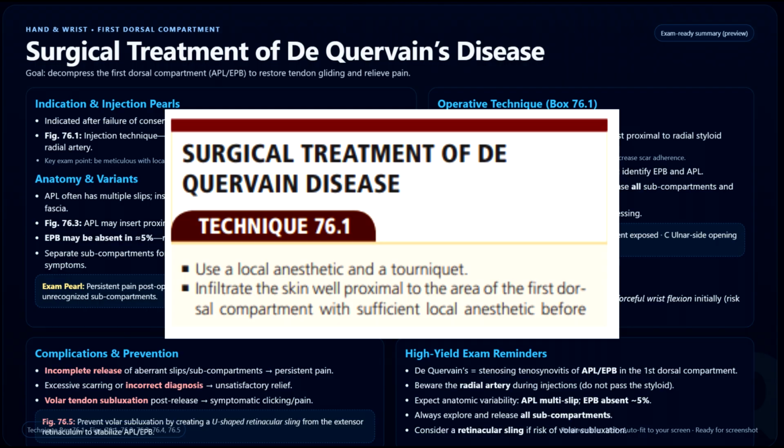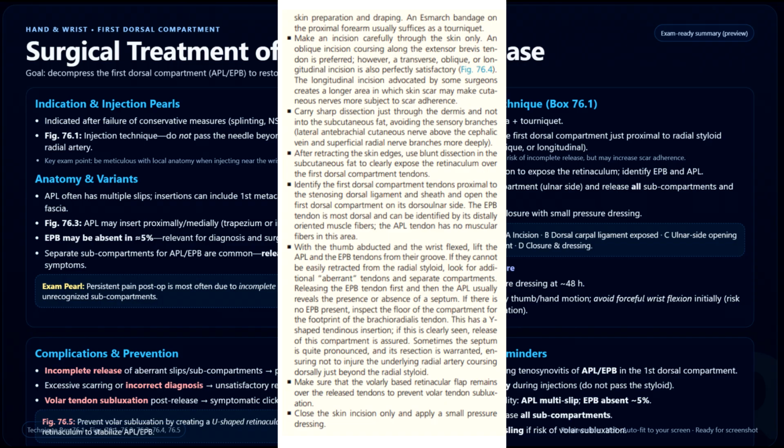Each approach has advantages. The longitudinal incision, for example, reduces the risk of incomplete release but may lead to greater scar adherence. After careful dissection through the skin and subcutaneous tissue, the retinaculum of the first dorsal compartment is exposed. The surgeon must identify the extensor pollicis brevis and abductor pollicis longus tendons and assess whether there are separate subcompartments. If aberrant slips are present, they must also be released. Failure to address these anatomical variants is one of the most common causes of persistent postoperative pain.